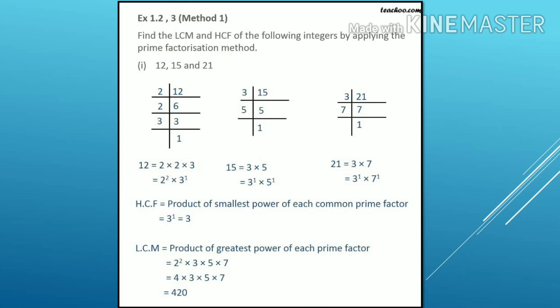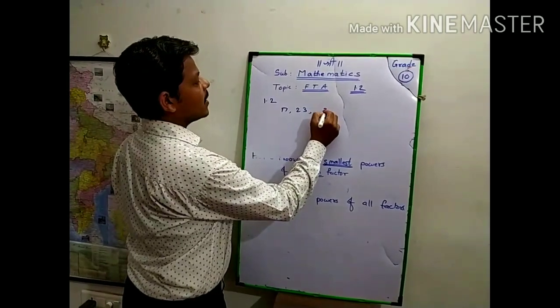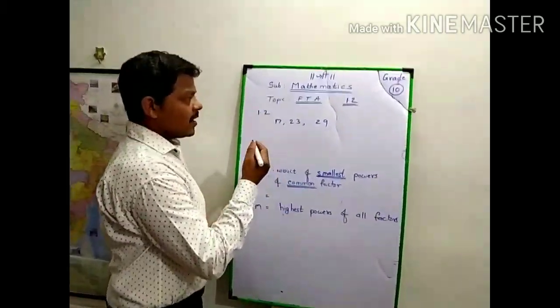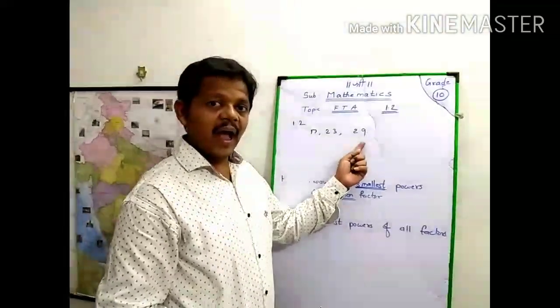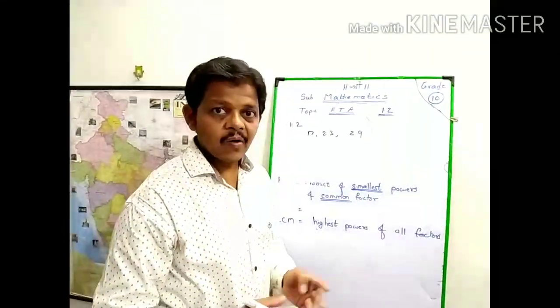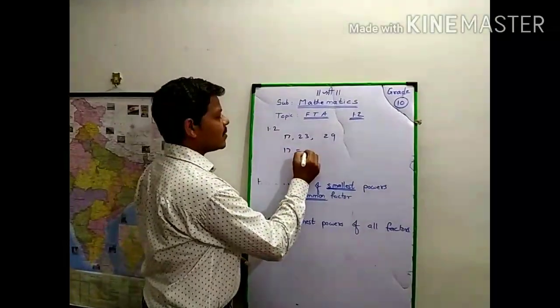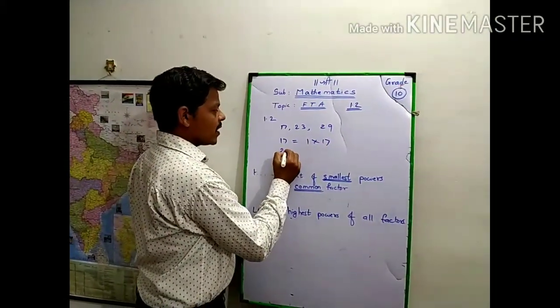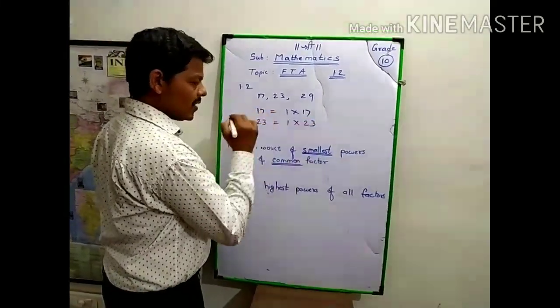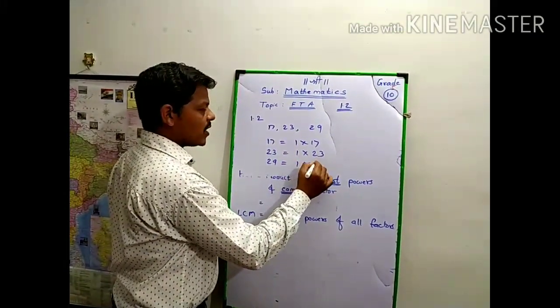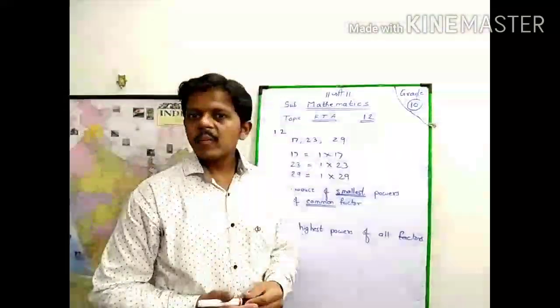Now, here one more important thing. I'll just take the second example very, very quickly before we conclude this session. See, in the second example it is about 17, 23 and 29. If I prime factorize, you can see these three are already prime numbers. They are not composites. 17 is nothing but 1 into 17. 23 is equal to 1 into 23. And 29 is 1 into 29. They cannot be prime factorized.